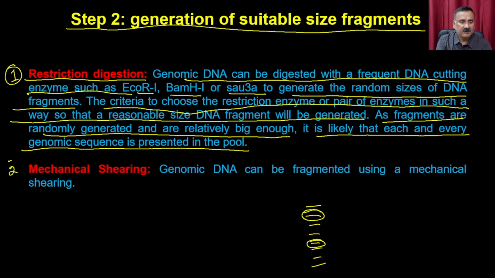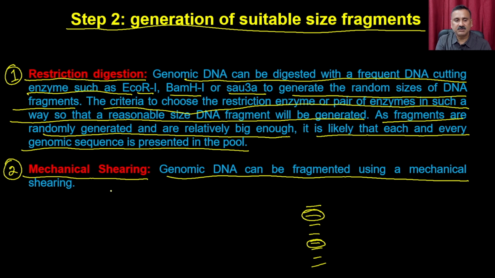Then the second method is mechanical shearing. Genomic DNA can be fragmented using mechanical shearing, for example with a vortex or sonication and so on. But all these mechanical methods need to be optimized very nicely so that you do not have very large fragments, because large fragments have no use. They are going to represent multiple genes, so they may actually mislead you.